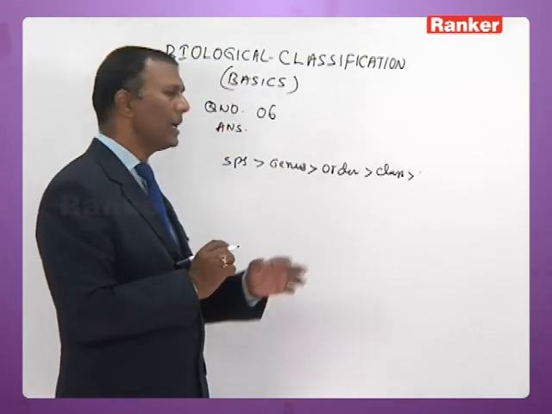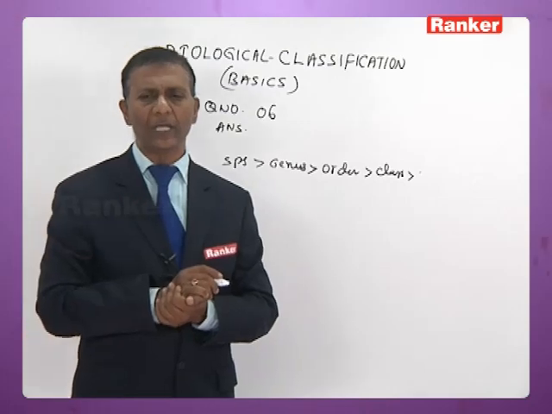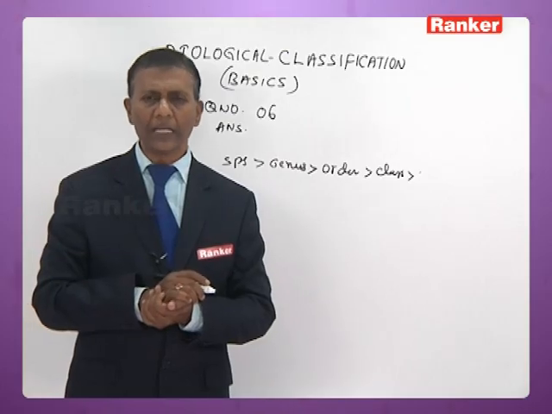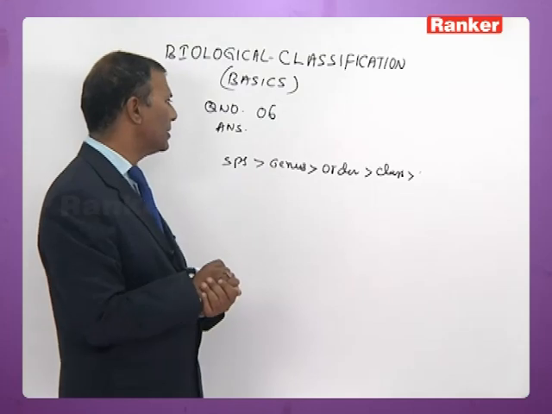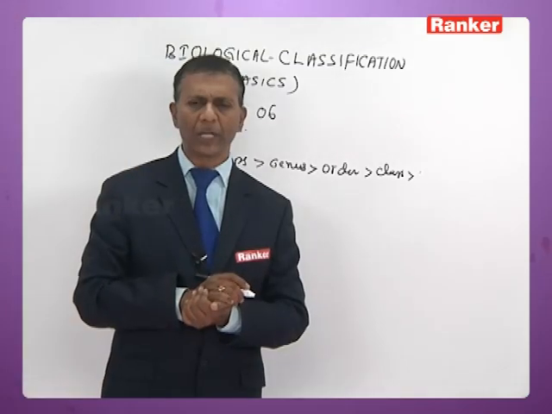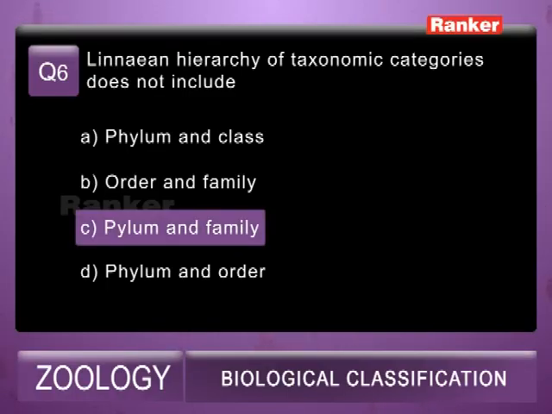Order was given by Linnaeus. So among these options A, B, C, D, the correct option is C, that is phylum and family. These two were not put forth by Linnaeus in his hierarchical method of classification. He put forth only species, genus, order and class. Phylum was introduced by Haeckel. So for the sixth question, the correct answer is C, phylum and family.